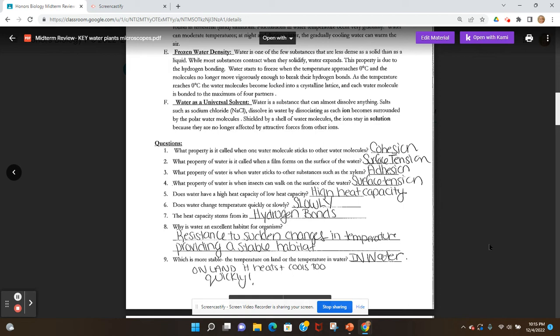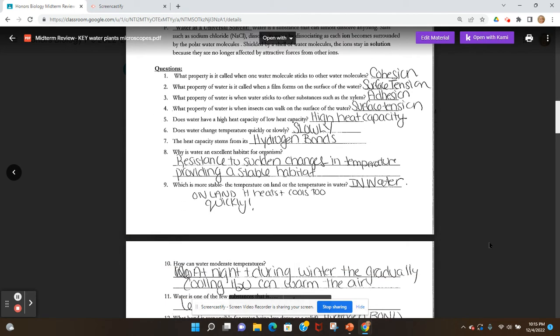Surface tension. Does water have a high heat capacity or low heat capacity? High heat capacity. Does water change temperature quickly or slowly? Very slowly. Does heat capacity stem from hydrogen bonds? Why is water an excellent habitat for organisms? Resistance to sudden changes in temperature provides a stable habitat.